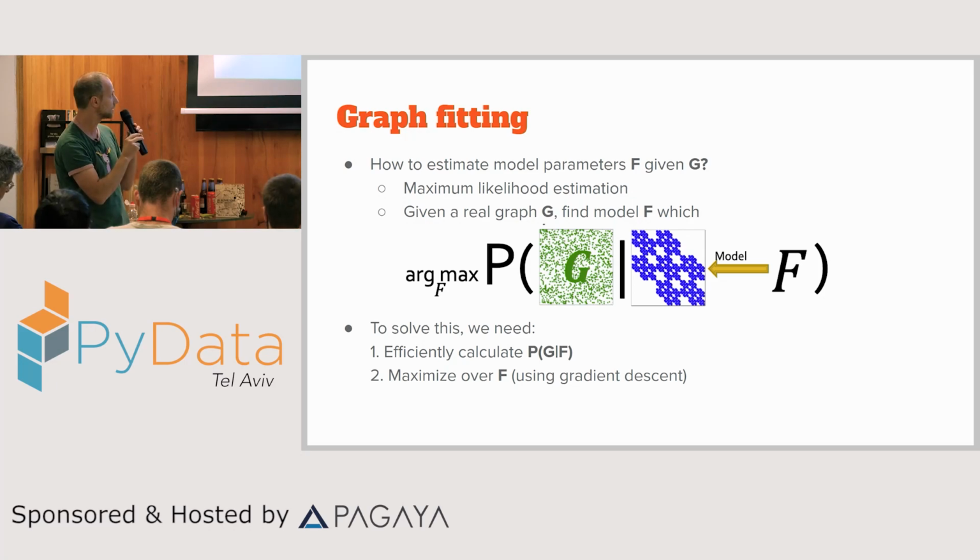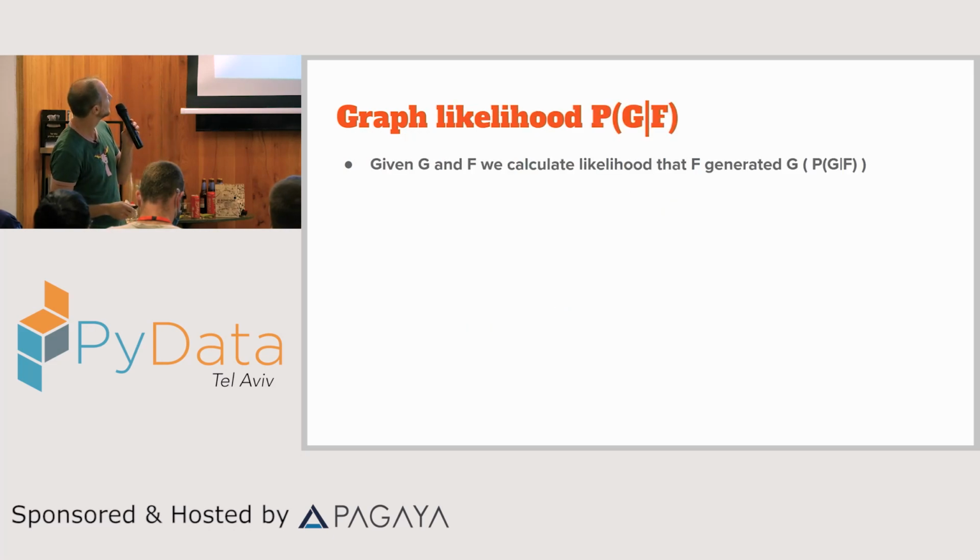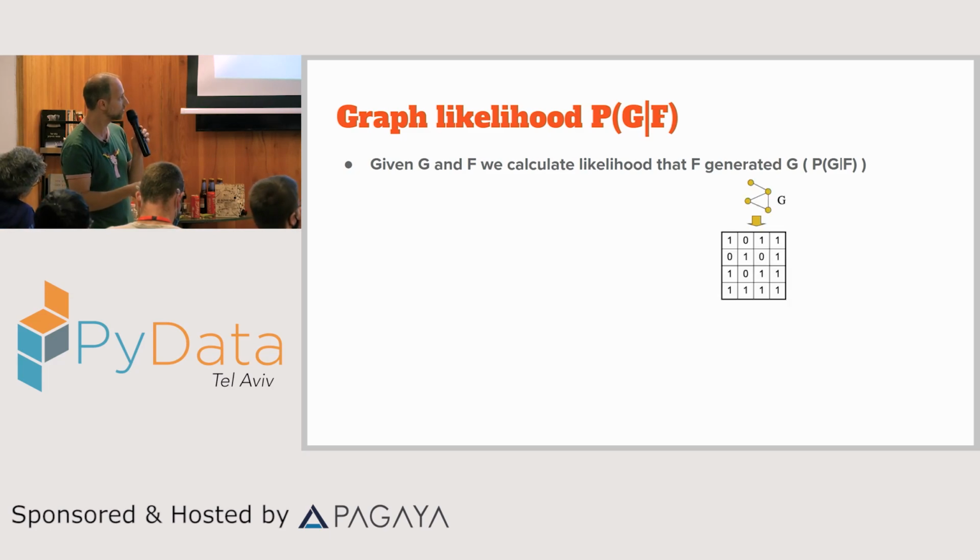The first thing is efficiently calculating the probability of a graph given a model and maximizing over G, which is using gradient descent. Right, this is no trick, but gradient descent. So given G and F, we would like to calculate the likelihood of F generated G. So our graph looks like this. We have zeros and ones. This is its adjacency matrix. Zeros represent no nodes, ones represent nodes.